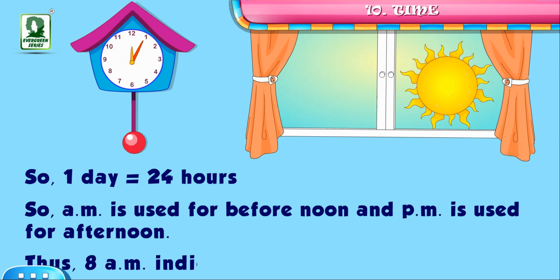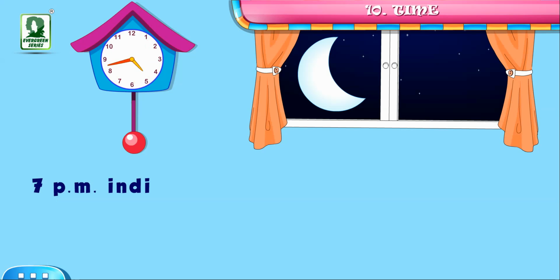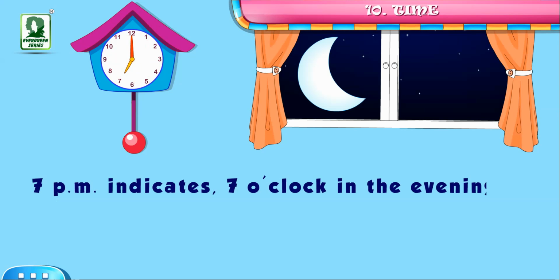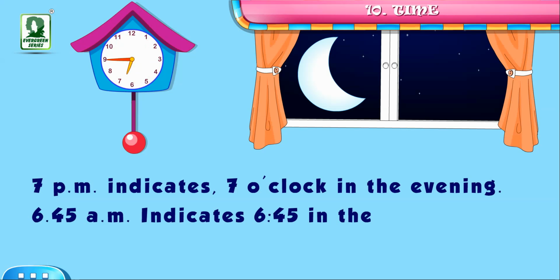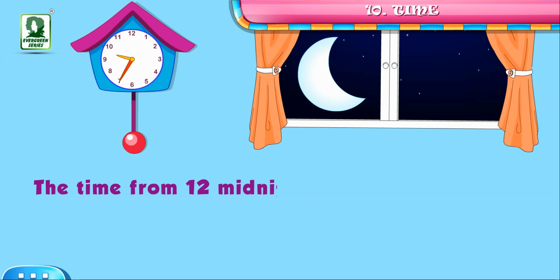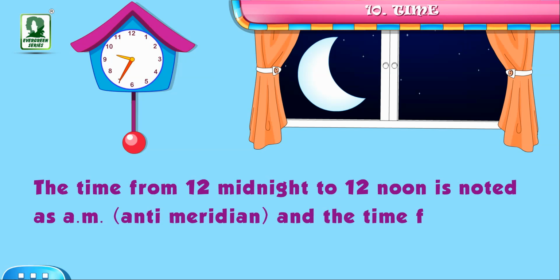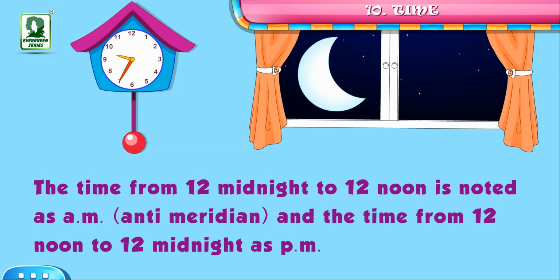Thus, 8 AM indicates 8 o'clock in the morning. 7 PM indicates 7 o'clock in the evening. 6:45 a.m. indicates 6:45 in the morning. 9:35 p.m. indicates 9:35 in the evening. The time from 12 midnight to 12 noon is noted as AM, anti-meridian, and the time from 12 noon to 12 midnight is known as PM, post-meridian.